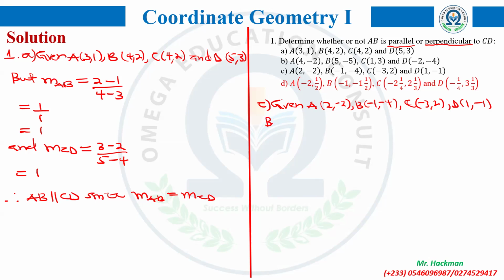So I'll write but my gradient AB, I can choose not to write the but and write implication. This implies MAB, it is the same thing. So MAB will be equal to changing y, minus 4 plus 2, all over changing x, minus 1 minus 2. So that gives us our numerator to be negative 2, the denominator to be negative 3. But this and this can cancel, so you'll be left with what? 2 on 3. All correct.